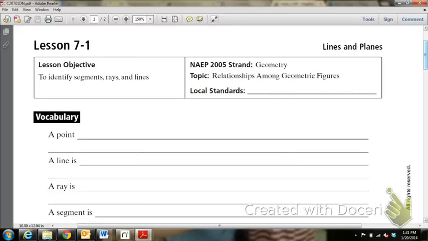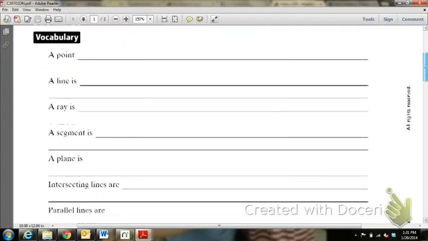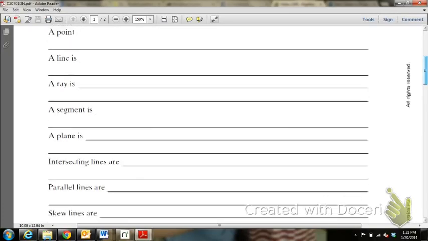In chapter 7, we're going to be getting into geometry here. So in 7.1, we're going to talk about some vocabulary words. We're just going to start off with lines and planes. So let's talk about all these different vocabulary words, and there's a lot of them.